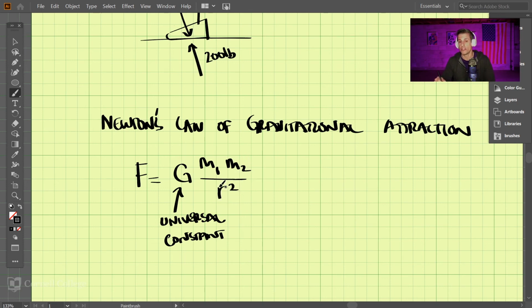And r squared, r is the distance between the two objects. So that may be the distance between my center of gravity and the Earth's center of gravity there. And that is Newton's three laws and Newton's law of gravitational attraction.